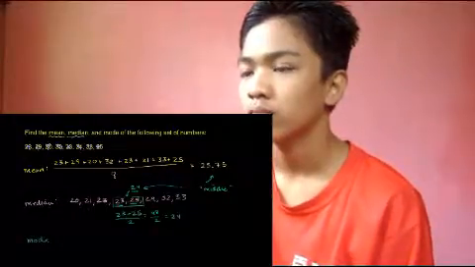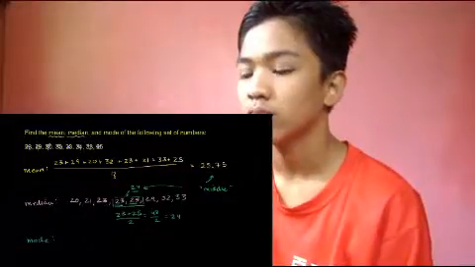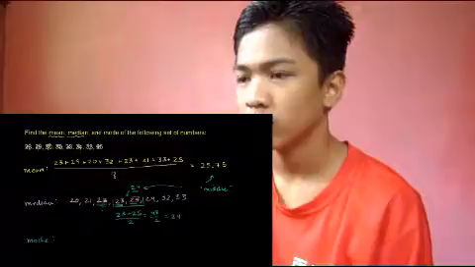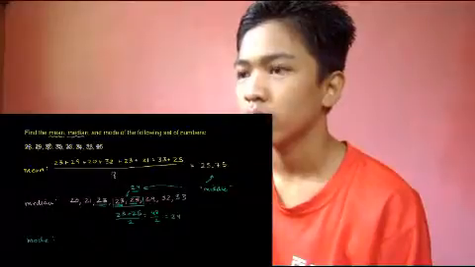And the mode is just the number that shows up the most in this data set. And all of these numbers show up once, except we have the 23, it shows up twice. And so because 23 shows up the most, it shows up twice, every other number only shows up once, 23 is our mode.